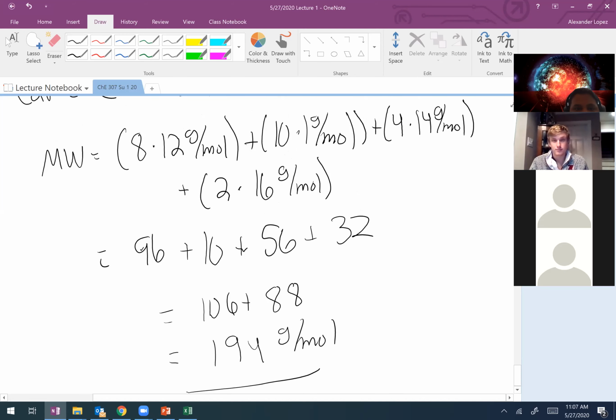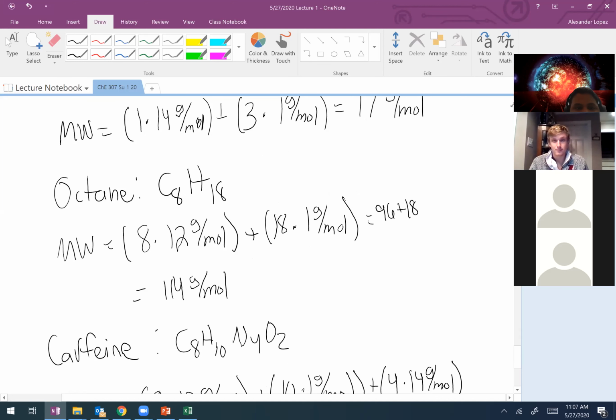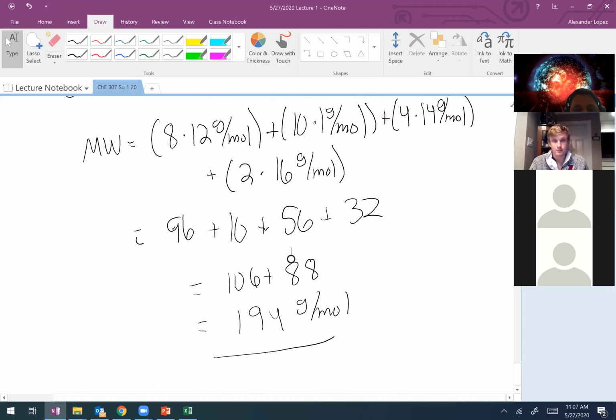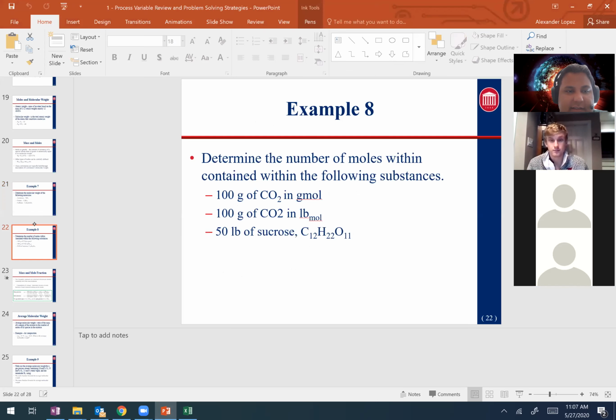So that's how we can find the molecular weight of compounds outside of Google. Now, Google's going to give you a little bit different values because it's looking at the average molecular weight of all the isotopes associated with a compound. They're a little different.